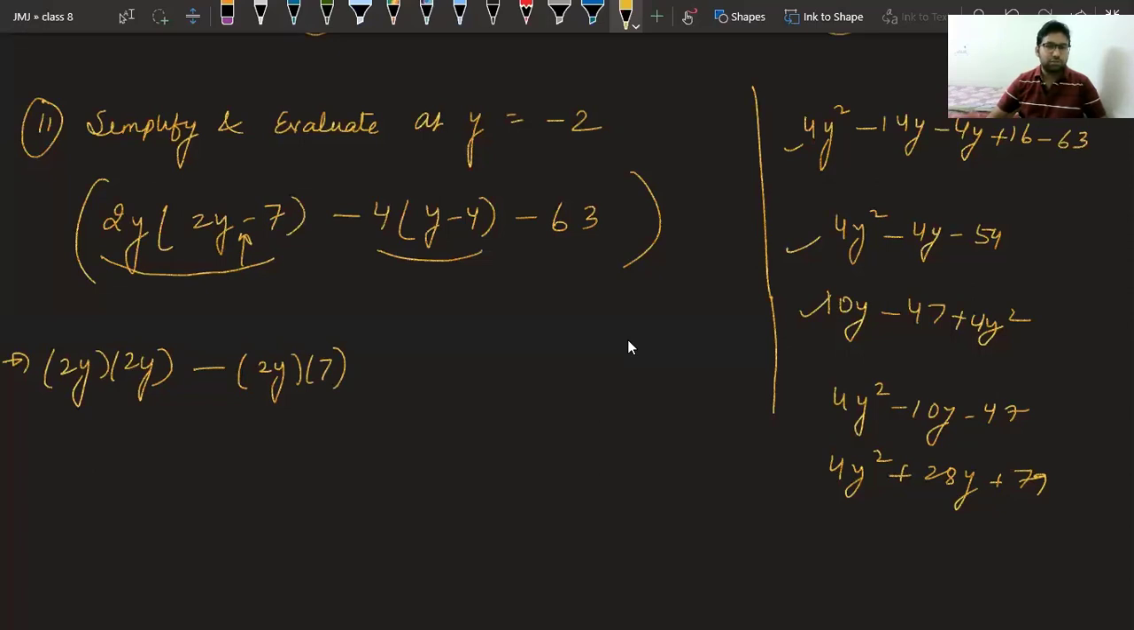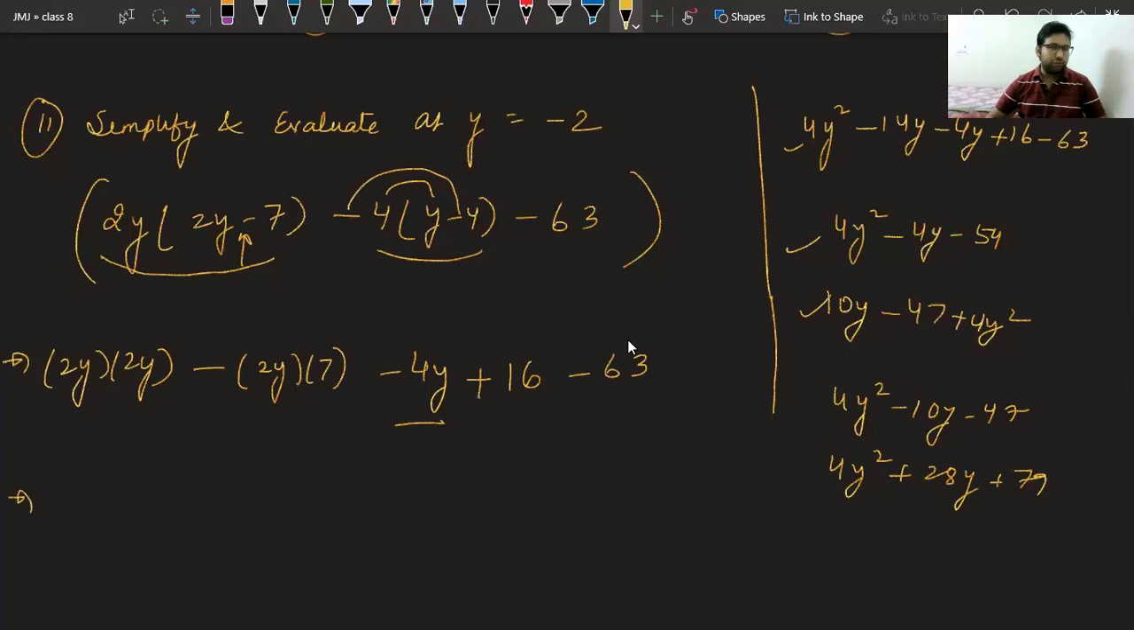This one is going to confuse, so let's see it like this. It will be minus 4y and minus into minus is plus 16. Class, please see again. This was minus 4. So minus 4 into y is minus 4y. Minus 4 into minus 4 is plus 16. Then we have minus 63.